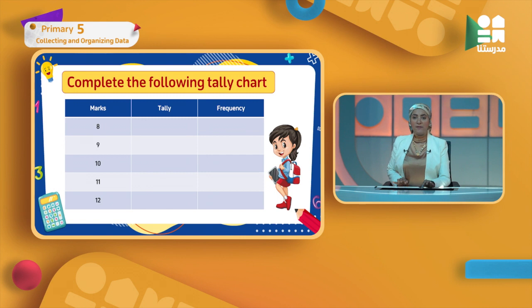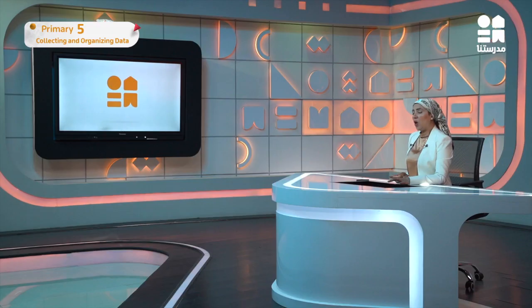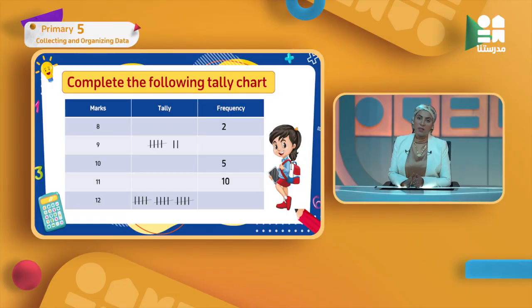So when he has noticed الماركس والتاليز اللي عنده، هو كان شوية متلخبط، فهو كتب جزء من الداتا بتاليز وجزء من الداتا بنمبرز. So what we're going to do is that we're going to fill in the empty spaces in our table.